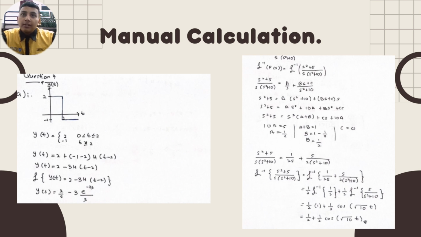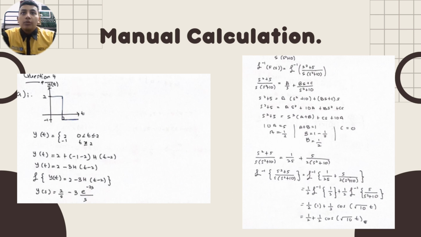So we simplify the formula. y(t) equals 2 plus negative 1 minus 2, h(t minus 2). Then y(t) equals 2 minus 3h(t minus 2), and we take the Laplace. So Y(s) we will get equals 2 over s minus 3 exponential negative 2s over s. Okay, that is A1.